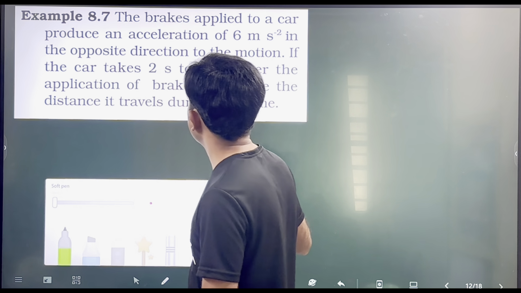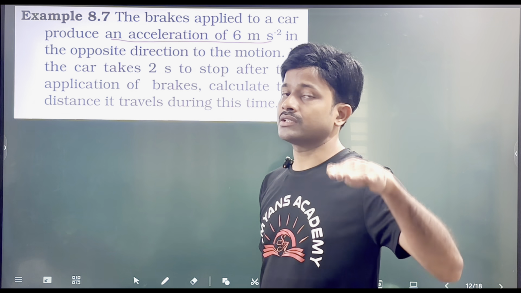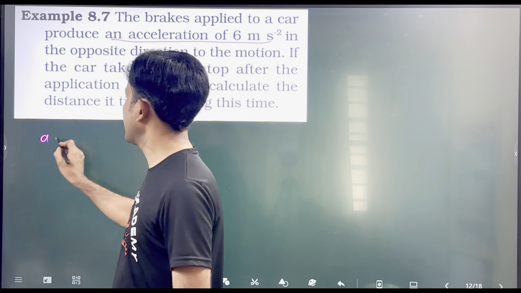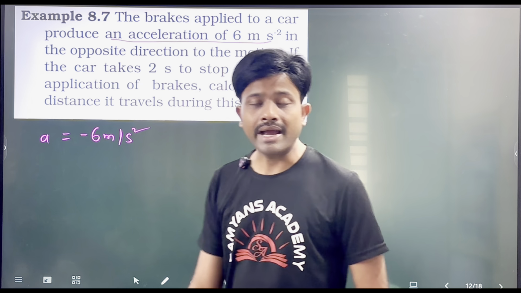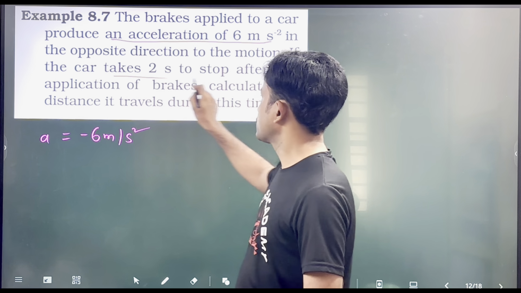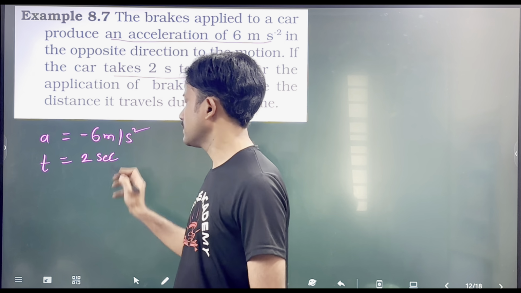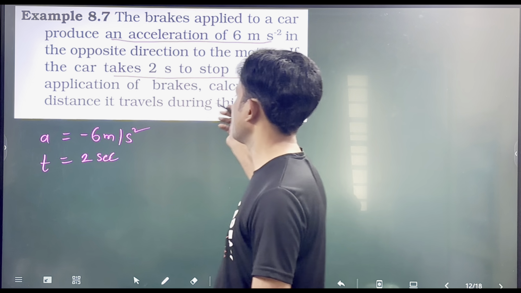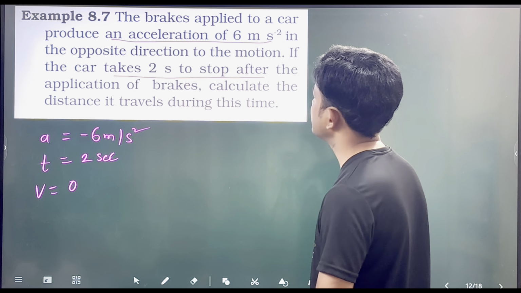Now you see, the brakes applied to a car produce an acceleration. When brakes are applied, the car speed decreases, so you have to consider negative acceleration here. Acceleration equals minus 6 meter per second square. If the car takes 2 seconds to stop, that is the time to get velocity 0, so t is 2 seconds. After the application of brakes the car gets stopped, so the final velocity of the car becomes 0.